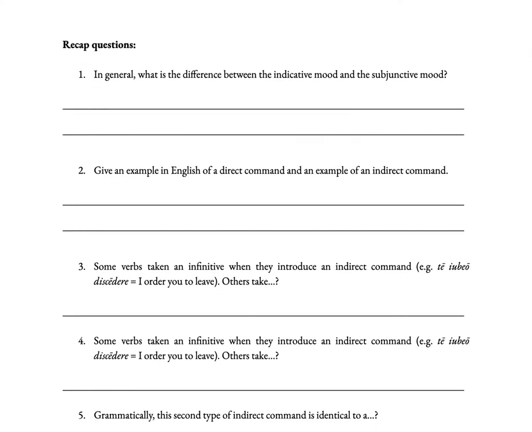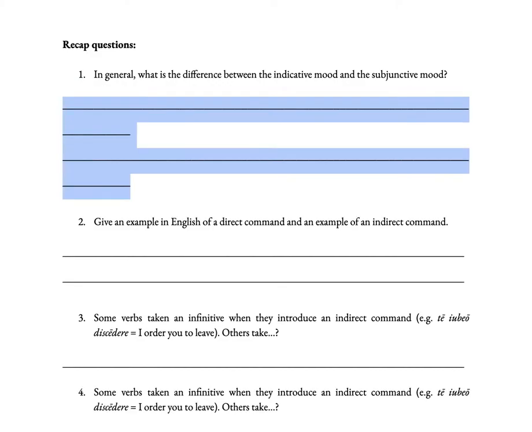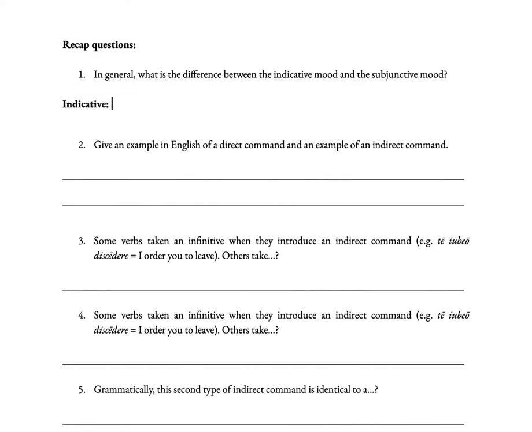Now, there are some recap questions on the second page. In general, what is the difference between the indicative mood and the subjunctive mood? Just like in Italian, the indicativo and the congiuntivo. Now, the indicative mood is basically used for expressing facts or asking questions about facts. So things like, it is raining, or is it raining, I am hungry, or am I hungry, right, these kinds of things.